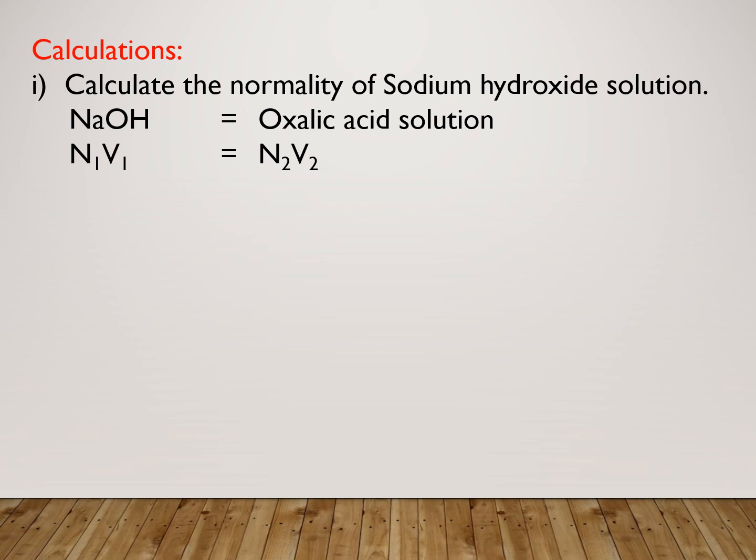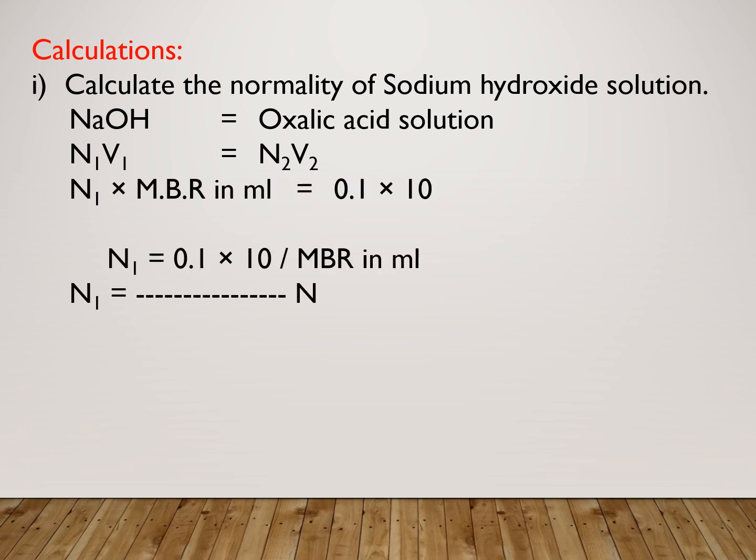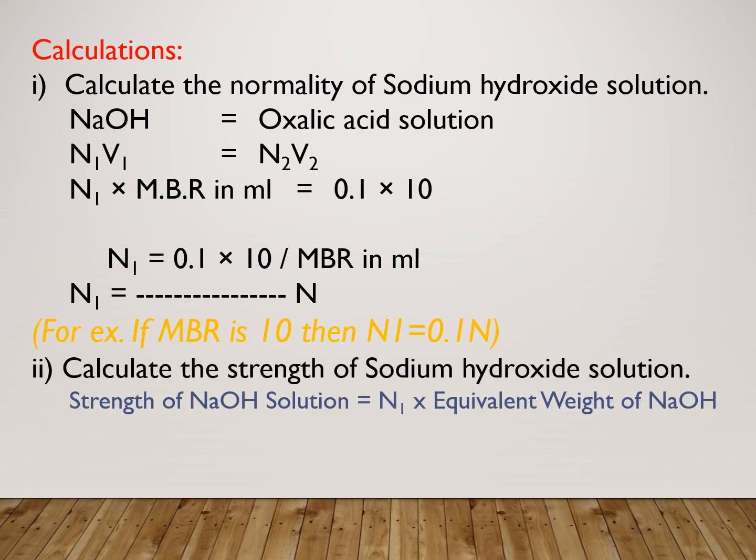N2, that is the normality of oxalic acid, is known, that is given 0.1 normal, and V2, that is the volume of oxalic acid we have taken by pipette, is 10 ml. Once we know all these values, we can calculate N1 very easily. N1 is equal to 0.1 into 10 divided by MBR. If we know the MBR, we can calculate N1. For example, if MBR is 10, then N1 is equal to 0.1 normal.